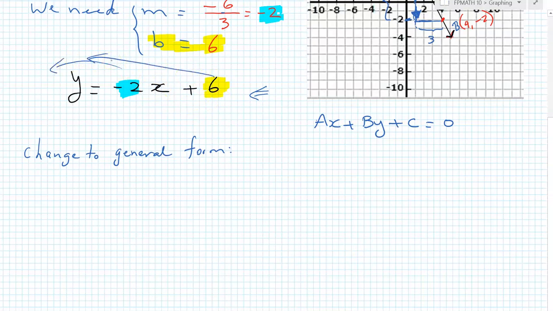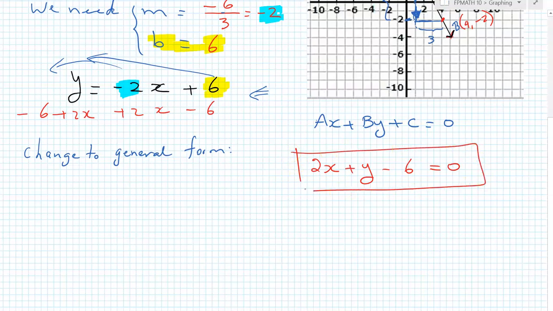So here it is. I'm going to start with the x. So adding 2x, adding 2x, subtract 6, subtract 6. All right, and then we'll start with x first. So I'm going to write down 2x, then y is up here already, so this doesn't change, plus 1y minus 6 equals 0. You're done. This is the general form. Okay, so bring everything to one side, set it equal to 0.